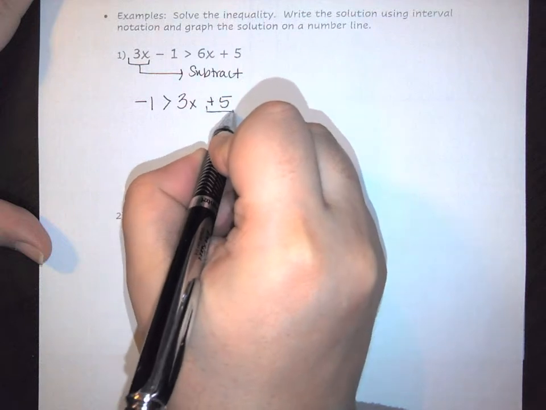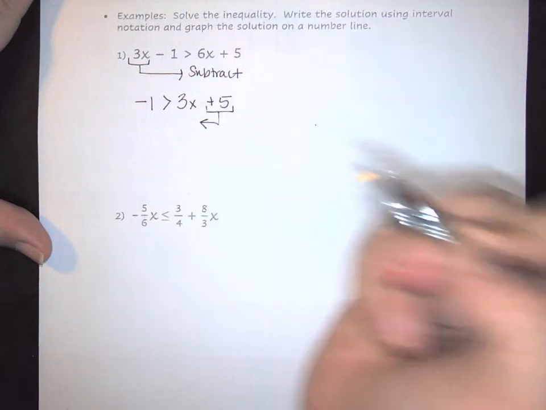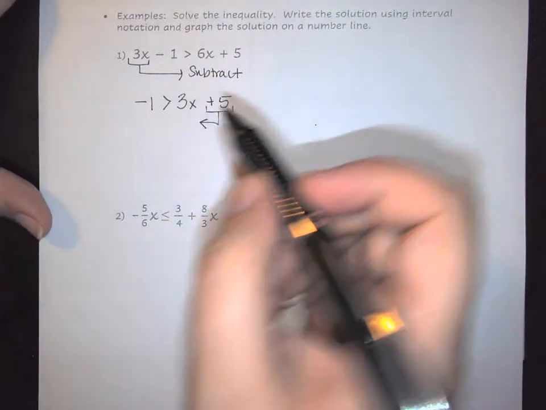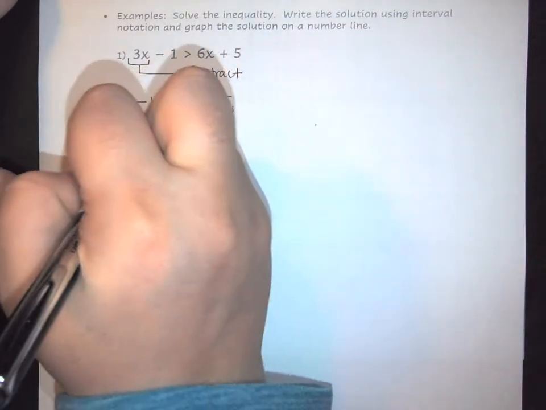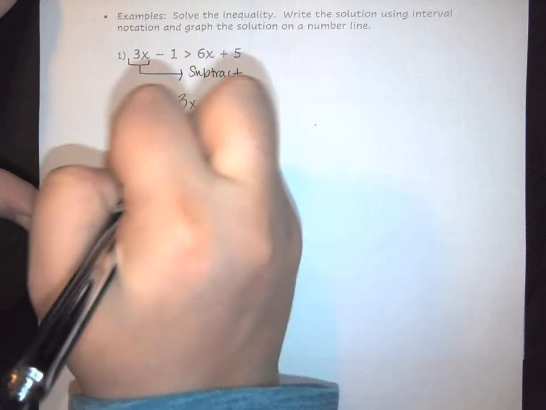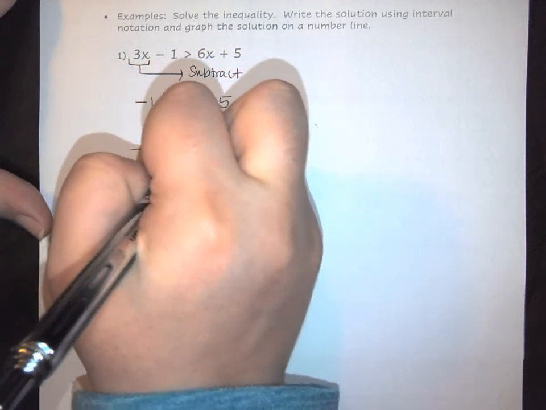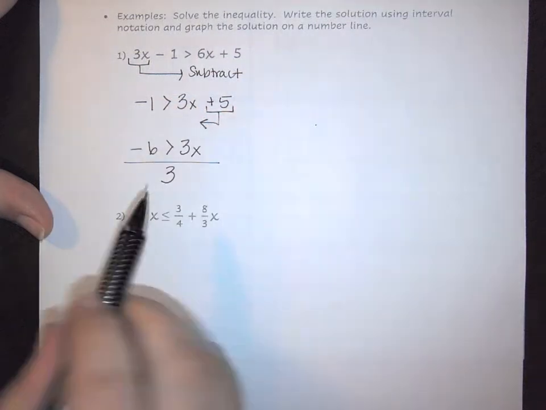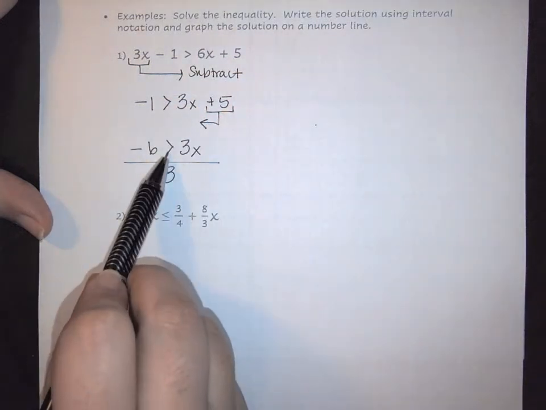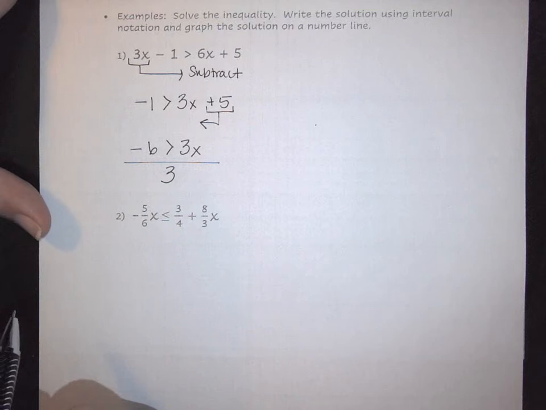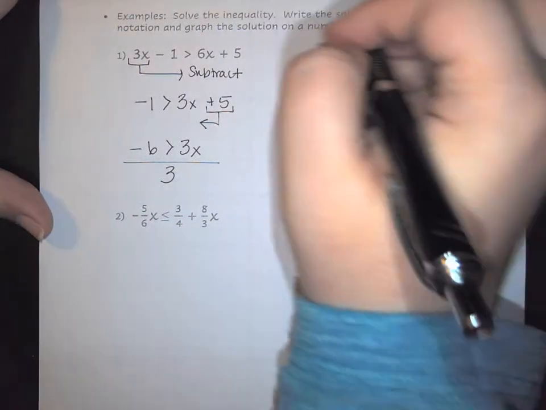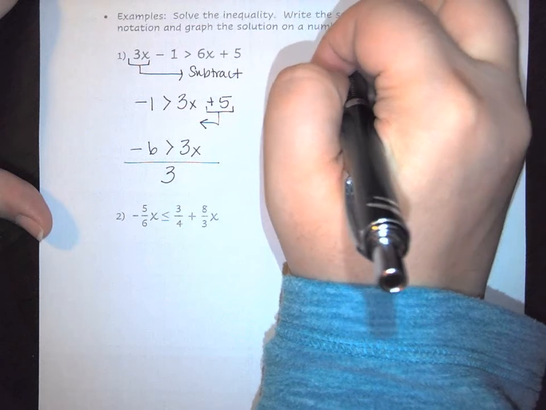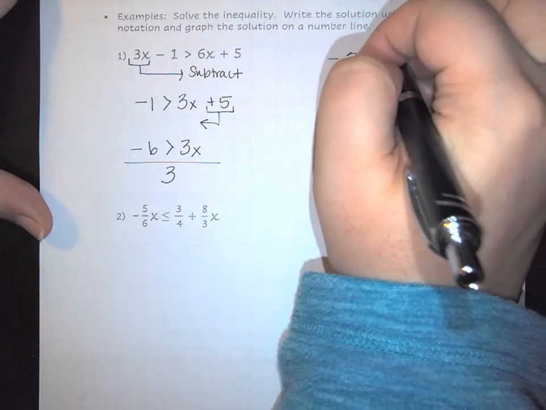I'm going to take my 5 here and move it to the other side. Because it's positive, again I have to subtract. Negative 1 minus 5 is going to give me a negative 6 is greater than a 3x. I have to divide everything by a 3. Notice the 3 is positive, therefore my sign stays the same. And what I end up getting here is that negative 2 is greater than my x.